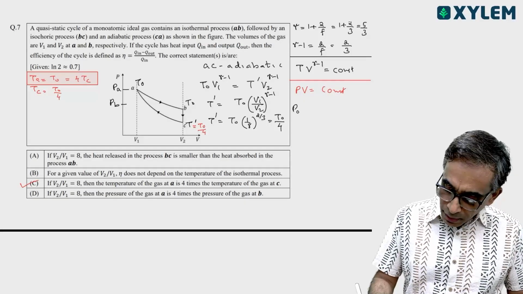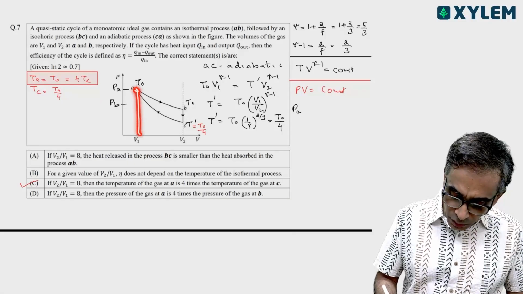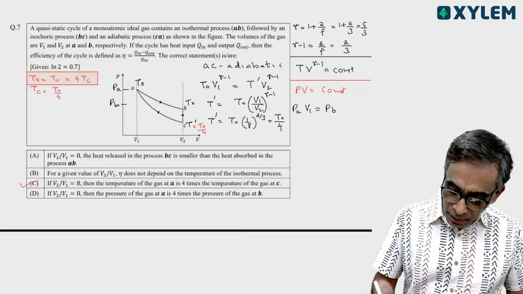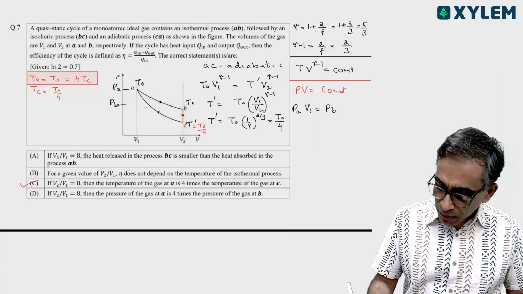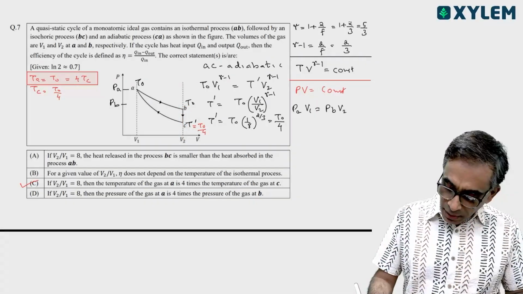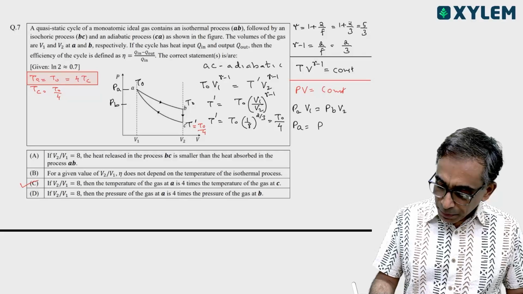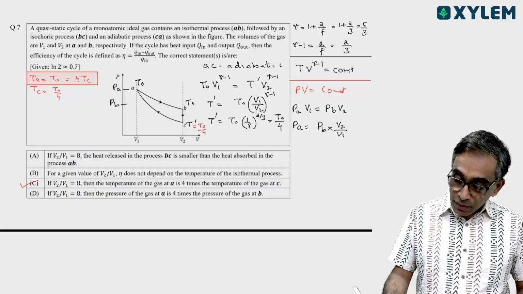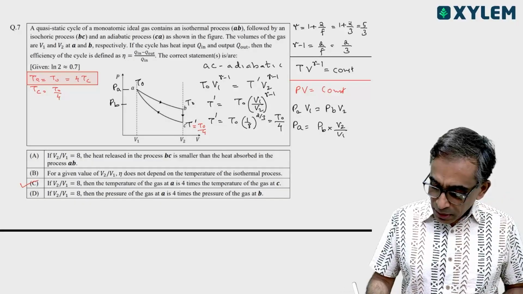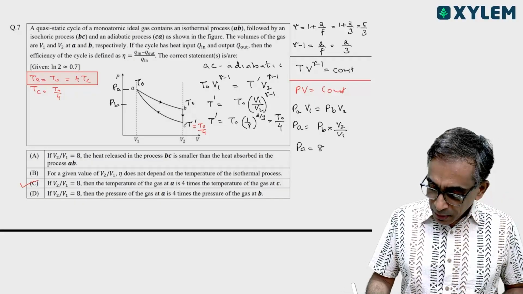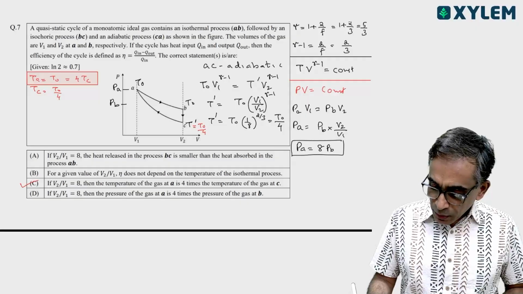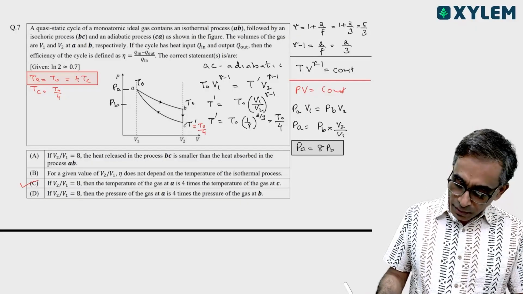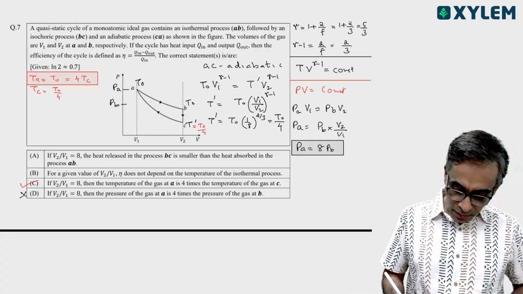P at A, pressure at A, and the volume is V1, equal to P at B, pressure at B, and volume is V2. Pressure at A is nothing but PB into V2 divided by V1. And V2 by V1, as per question, is 8. So PA is 8 PB. So it is not 4 times. It's 8 times. So this option is not correct. Option D is incorrect.